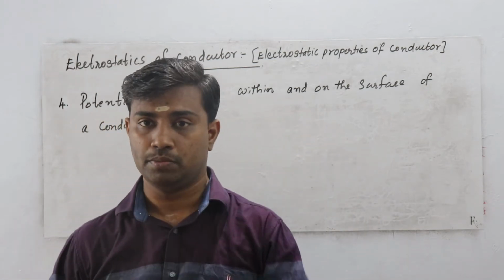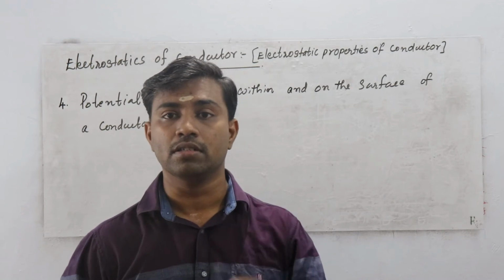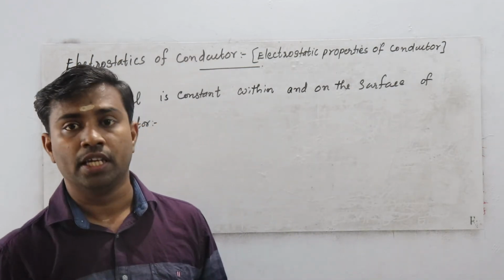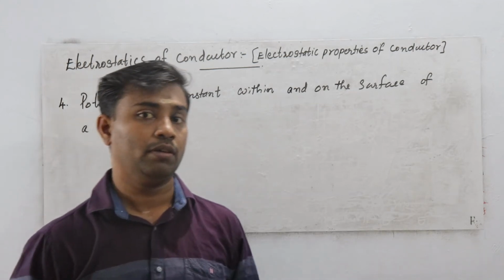So we need to prove how the potential is constant inside and on the surface. Okay, we know that electric field at a point.